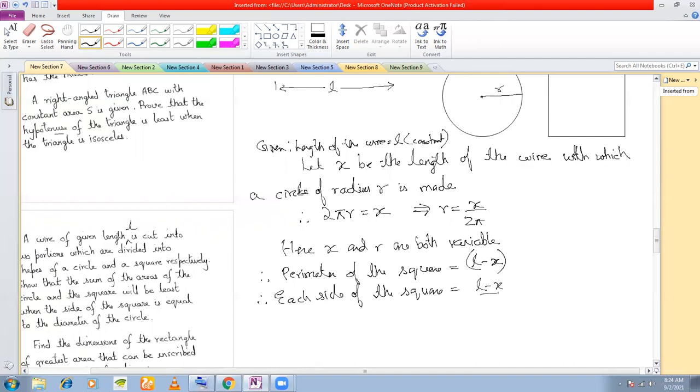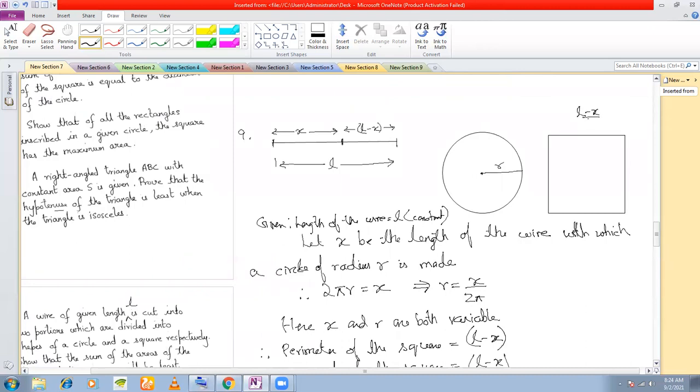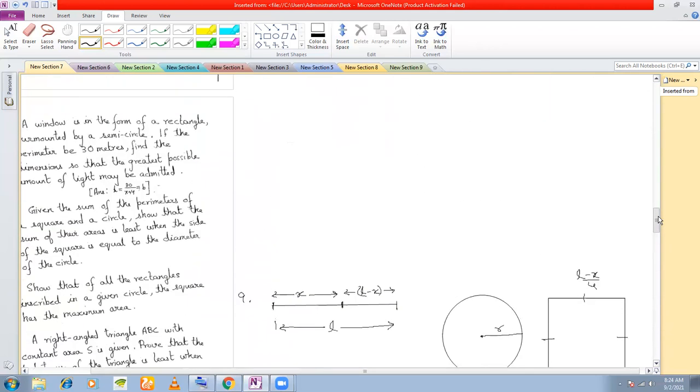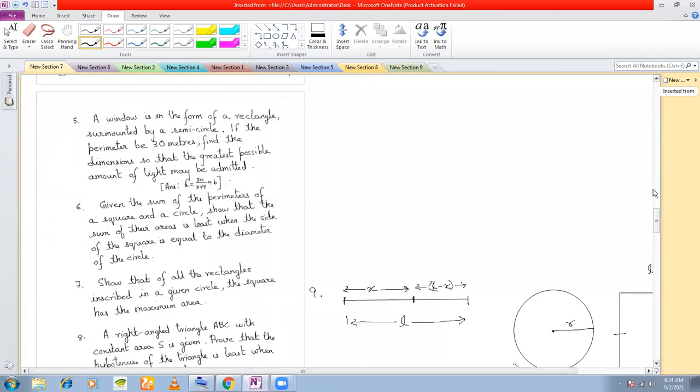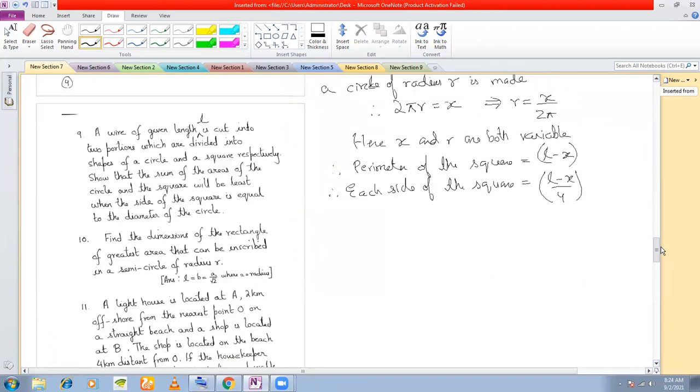L minus x by 4. So each side of the square here is (L minus x) by 4. Now, if you see here in the question, it is given to you to show that the sum of the areas of the circle and the square will be least when the side of the square is equal to the diameter of the circle. That means you have to minimize the sum of the areas of the circle and the square. So let us find out the sum of the areas of the circle and the square.